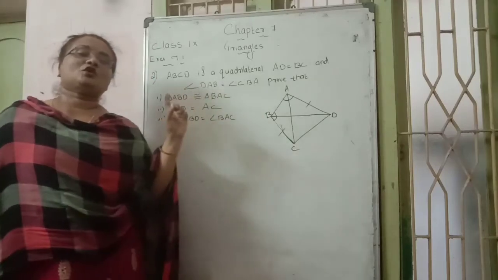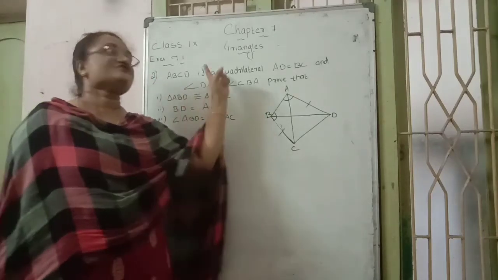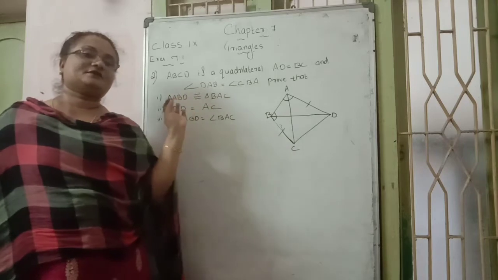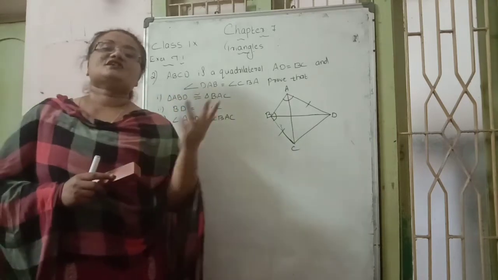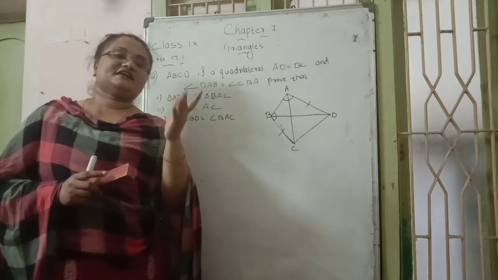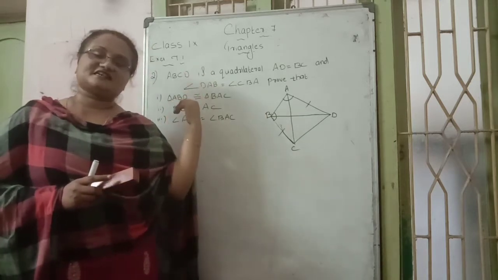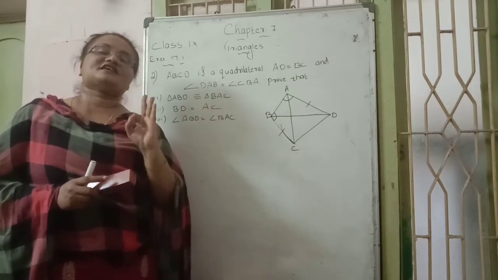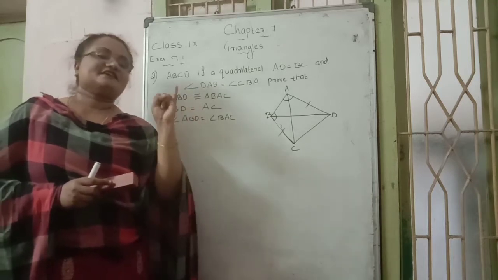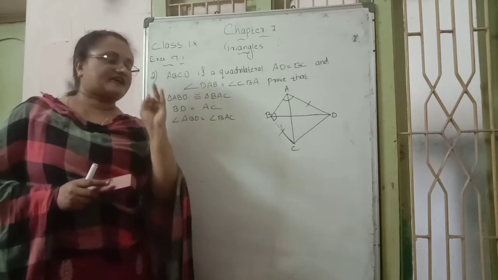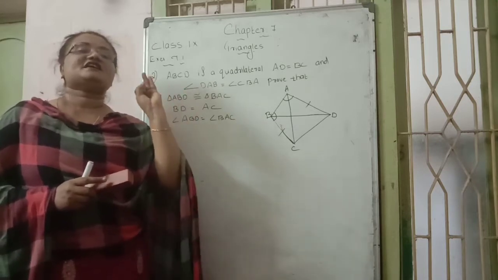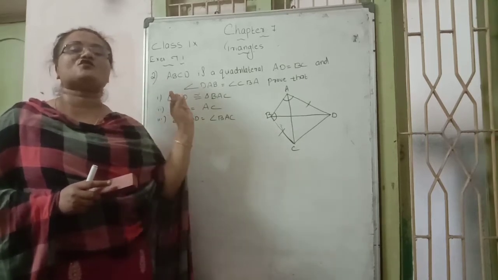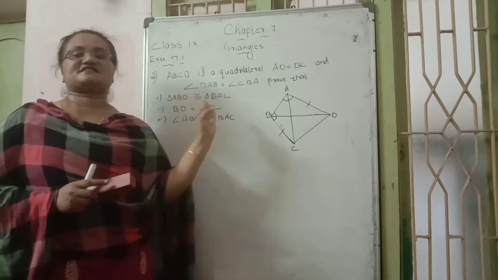Students, now we are going to discuss Chapter 7, Triangles. Last class we started the exercise. We know how many properties we learned for proving in Exercise 7.1: three properties. The first is the SAS property, the second is the ASA property, and the third is the AAS property. These three properties are required for proving in this first exercise.